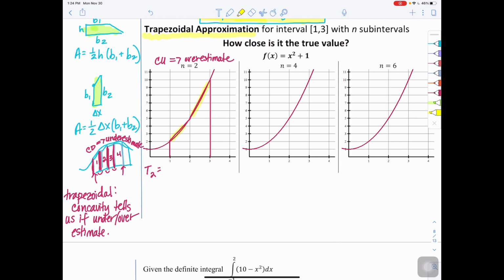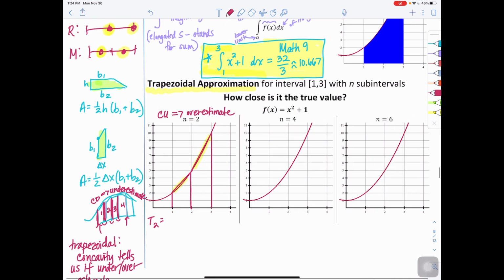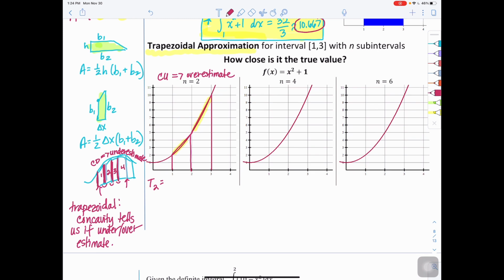Okay, so let's see if we can go ahead and write our formula for these two trapezoids. Okay, so I'm going to have a T2. And let's always compare our answer to this 10.667. And we can add these up on the calculator and you can do it along with me. Okay, so here we go.